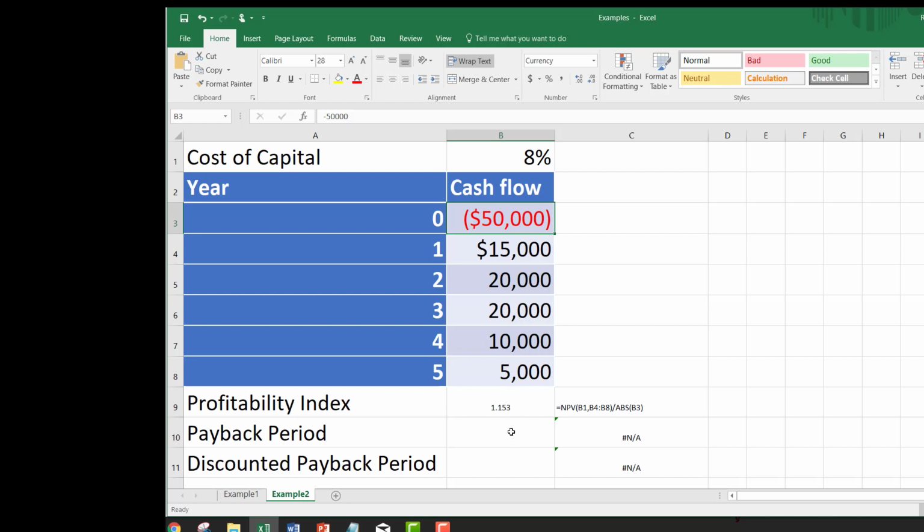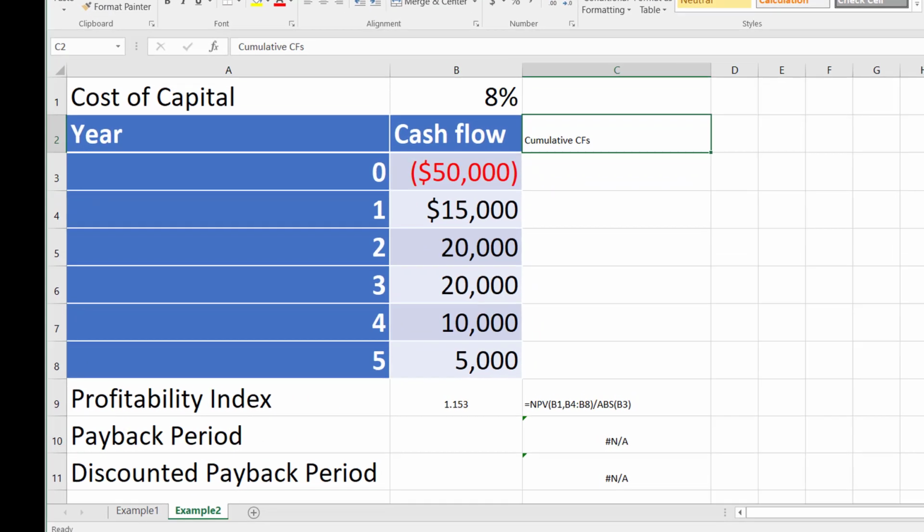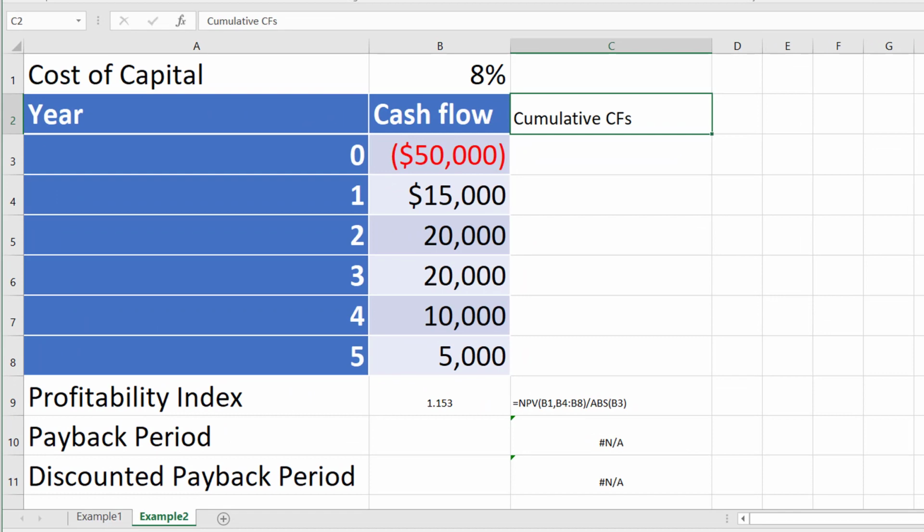So to compute that kind of exact number, we need the cumulative cash flow. So I'm gonna calculate cumulative CFs, meaning cumulative cash flows here, right? So how do we compute the cumulative cash flow? So for year 0, the cumulative cash flow is the same as the cash flow. For year 1, what you have to do is add the cumulative cash flow from year 0 to the cash flow of year 1. So that gives us the cumulative cash flow.